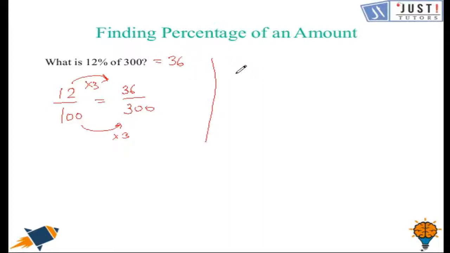The other way around is 12 over 100, as it is 12%, multiply by 300. So 100 goes into 300 3 times, multiplied by 12, we will get 36. Not percent, it is just 36 because we are finding the percentage of 300. So the answer will be 36.